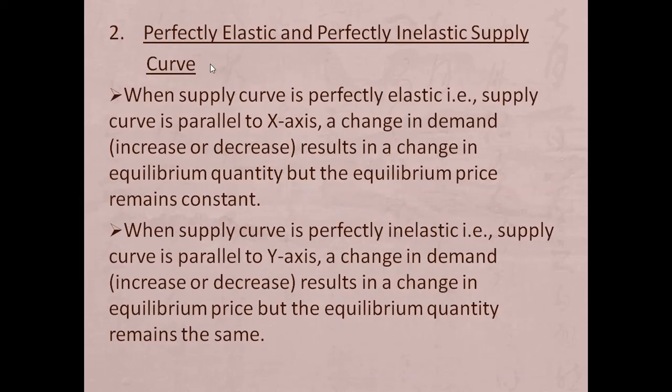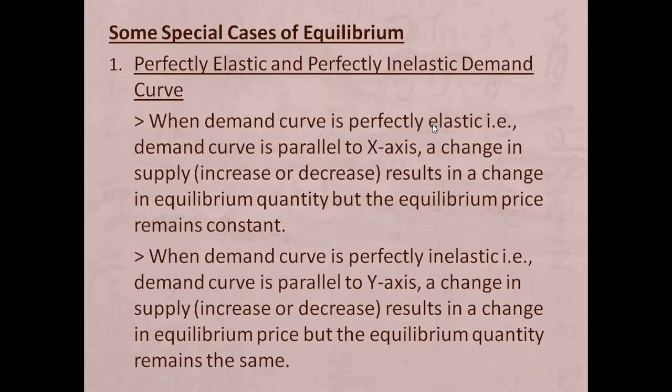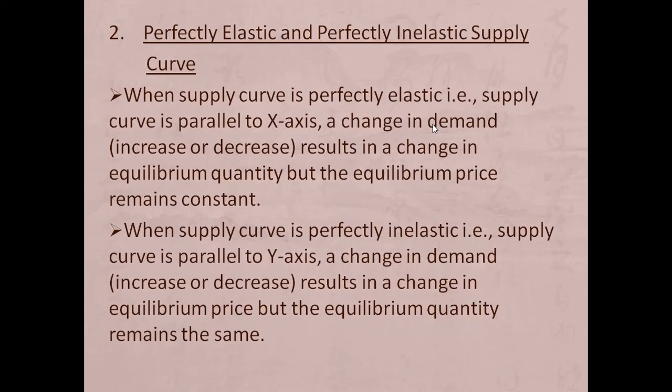Now in case of perfectly elastic and perfectly inelastic supply curve, there are two situations. When the supply curve is perfectly elastic, the supply curve will be parallel to the x-axis. Now a change in demand, that is increase or decrease, results in a change in equilibrium quantity, but the equilibrium price remains constant.